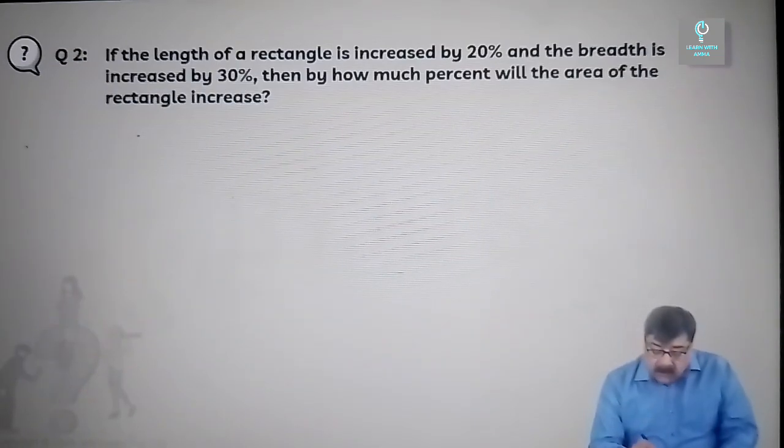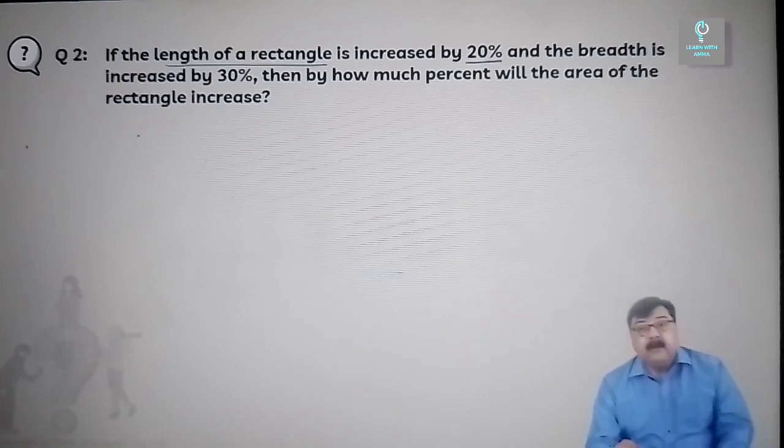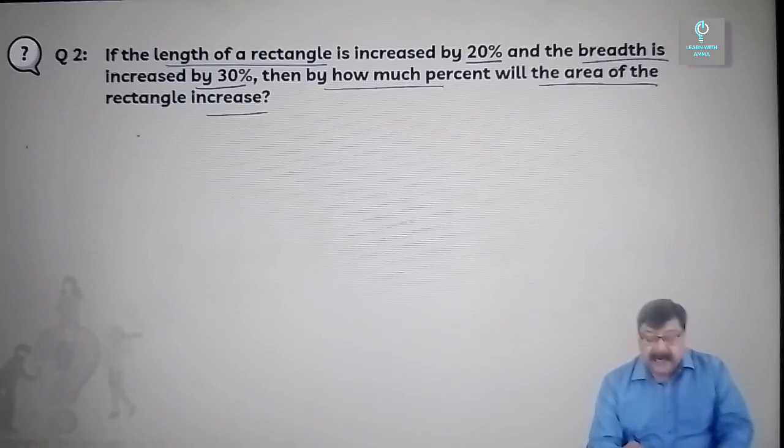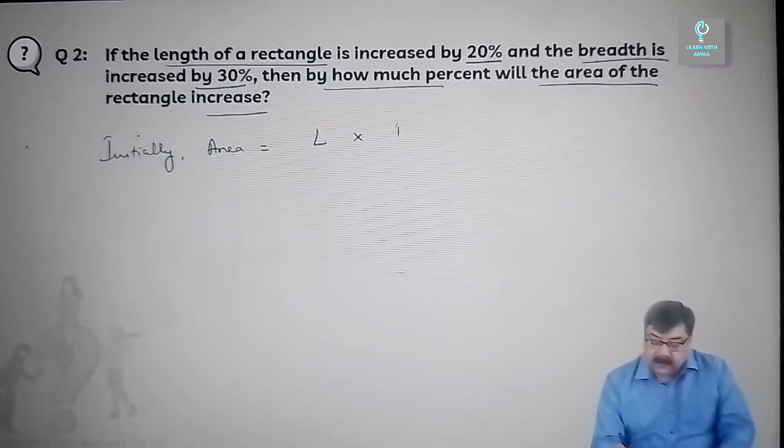Now if the length of a rectangle is increased by 20% and the breadth is increased by 30%, then by how much percent will the area of the rectangle increase? Now initially, let us say area of the rectangle, let it be length into breadth.